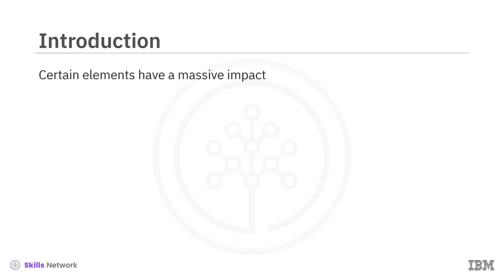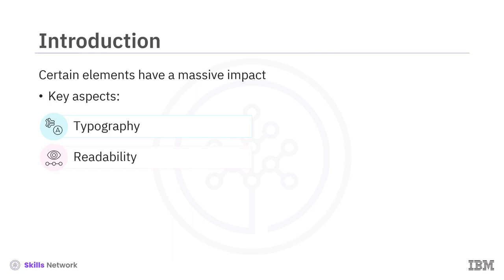Certain aspects of user interface, UI, have a massive impact on users. These are essential for communicating the intent of the website. In this video, we will discuss some aspects essential in UI design. These are typography, readability, and color theory. Let's learn about the first essential aspect.